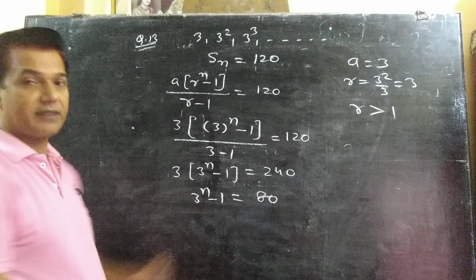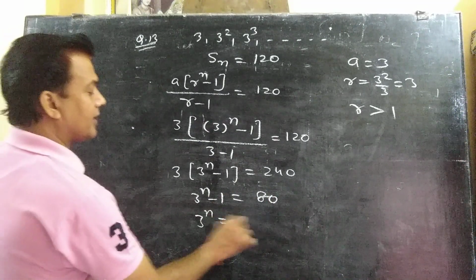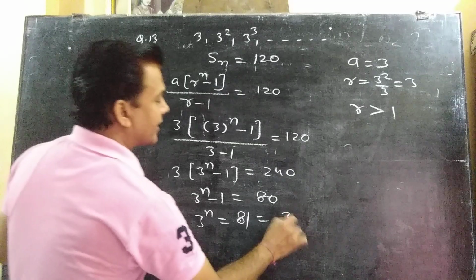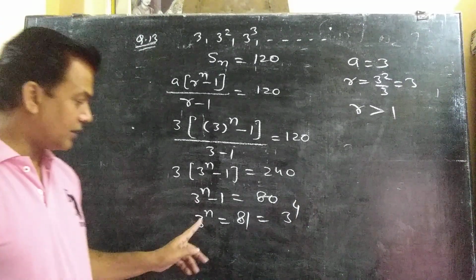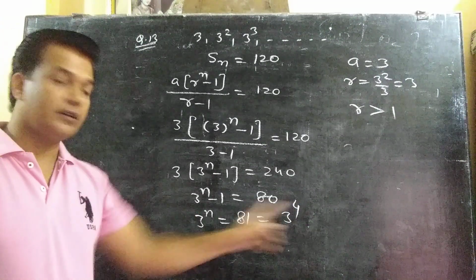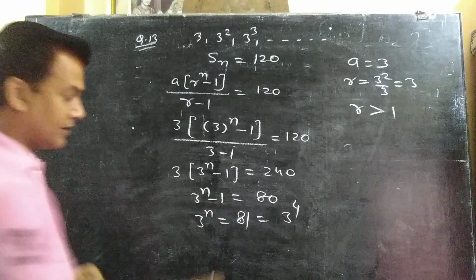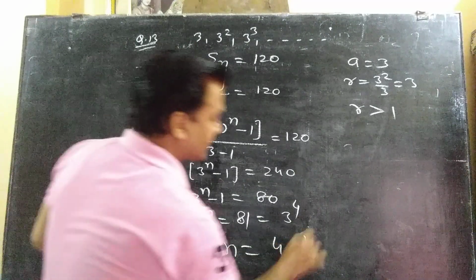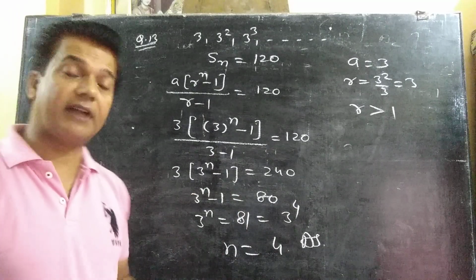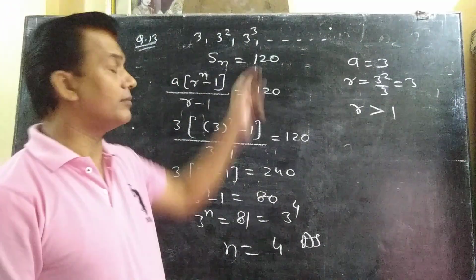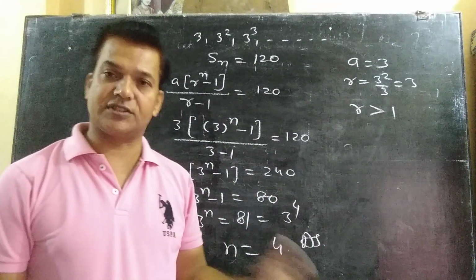Adding this minus 1 in that side, 3 raised to n is 81, which can be written as 3 raised to 4. 3 raised to 4, 81. If the bases are equal, then powers are also equal. Therefore, the value of n is 4. So, how many terms we take here? 4 terms we have to take to get the sum 120 of this GP.